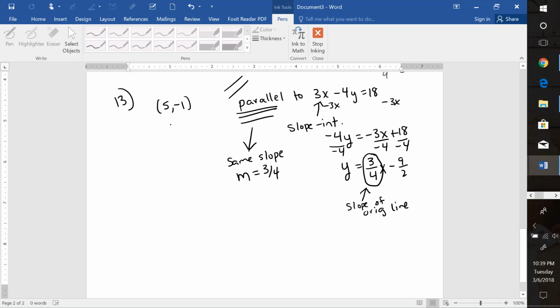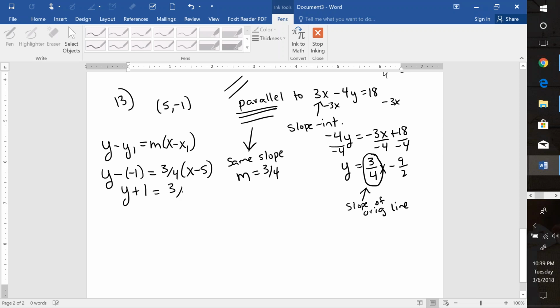Perpendicular lines, remember, intersect. So for this, we're going to be doing the y minus y1 again equals m parentheses x minus x1. So this is y minus negative 1 equals 3/4 (x minus 5). That's y plus 1 equals 3/4 (x minus 5). You can distribute this, or you can get rid of the 4. I like to get rid of it. So if I multiply it on one side, I have to do it to the other. So that cancels out that denominator. This would be 4y plus 4 equals 3x minus 15.